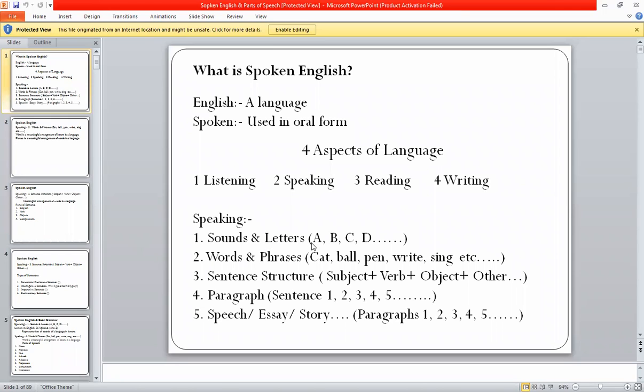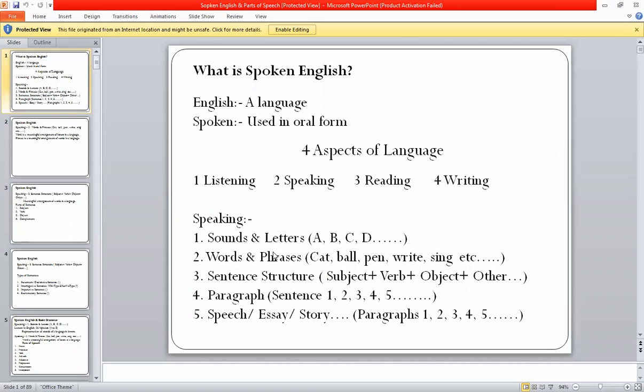For A we pronounce it like O. For B, we pronounce it as B. So there is some difference between sounds and letters. Then after letters come words. Words are formed with the addition of letters. For example, cat, ball, pen, sing. So words are made up of letters, a meaningful arrangement of letters.